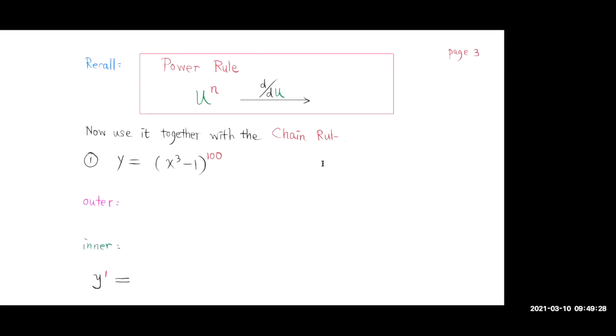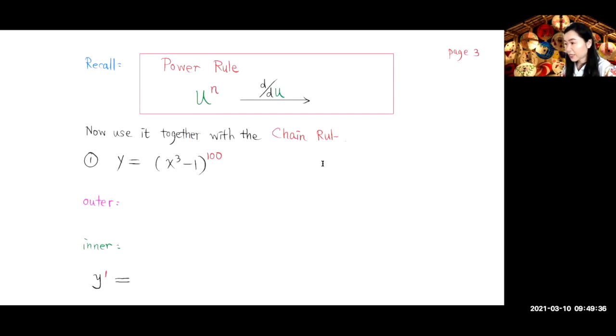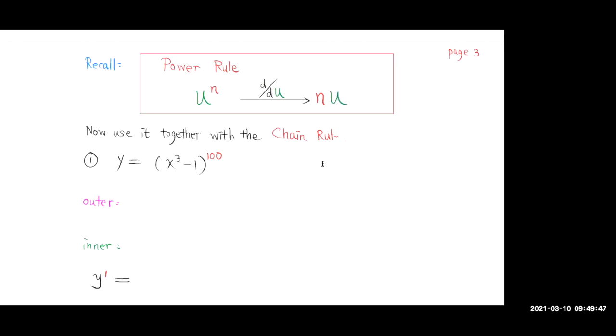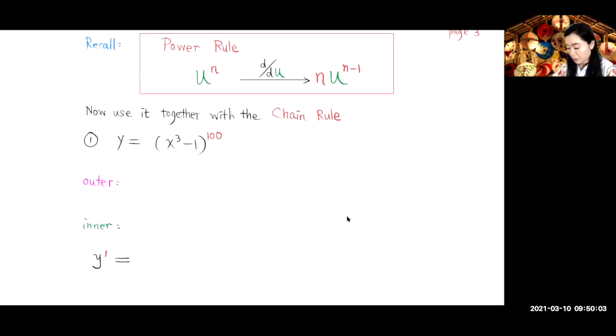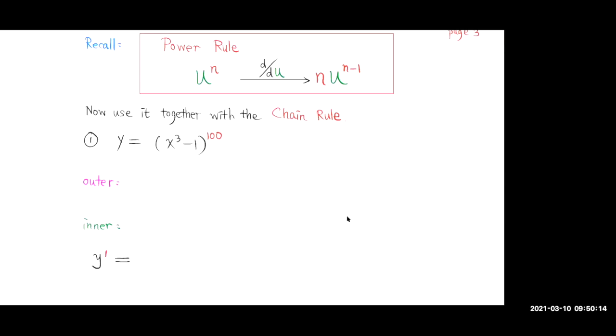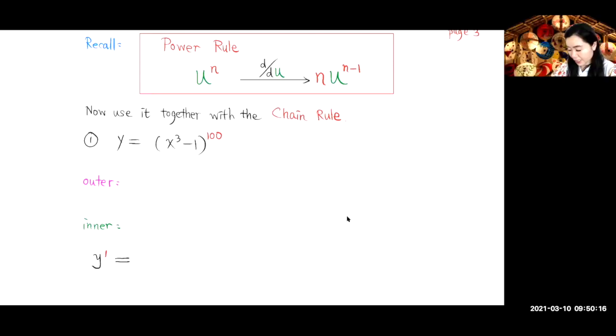Now, the power rule. If you have u to the n power, when you differentiate with respect to u, what is it? n times u to the n minus 1 power. Yes, got it. Good. Okay, now we're going to use it together with the chain rule we just learned. So y equal to this. What's the outer function, everyone? y equal to u to the 100. Good job, u to the 100.